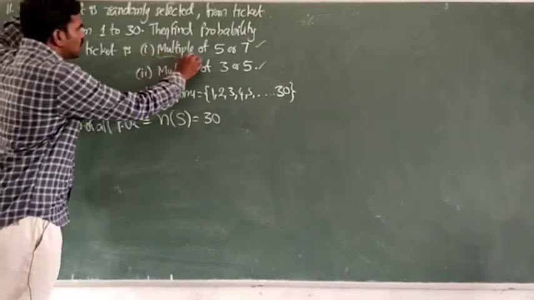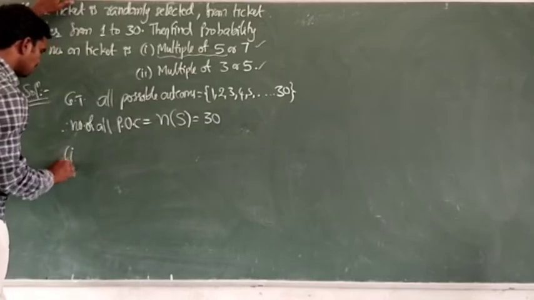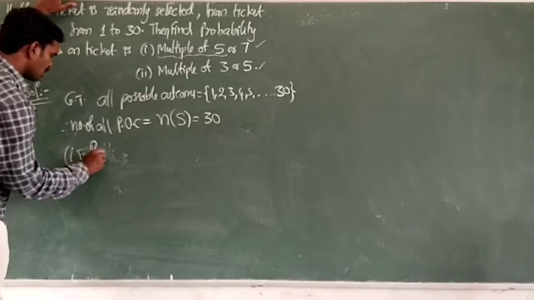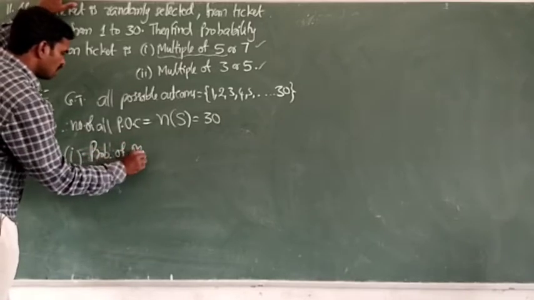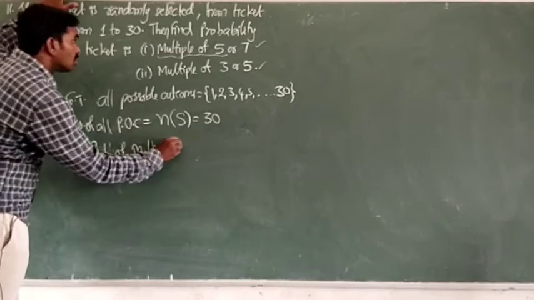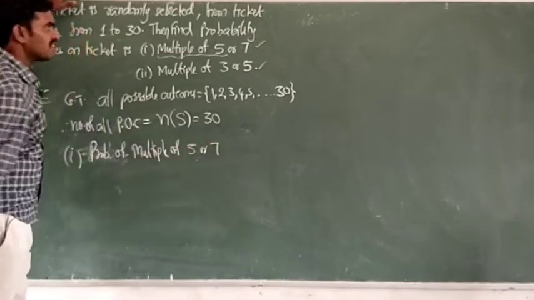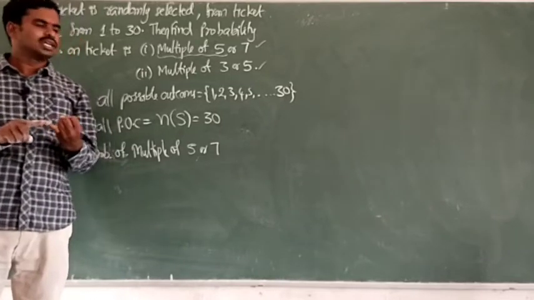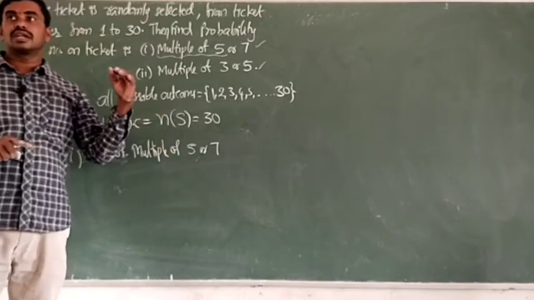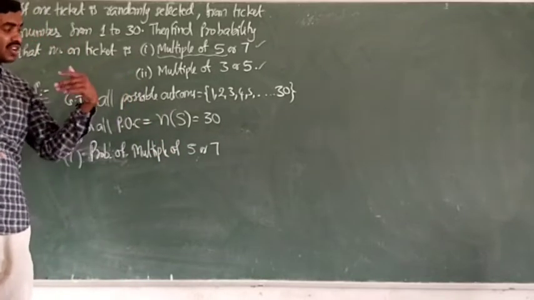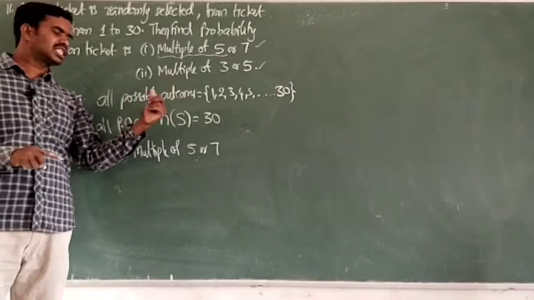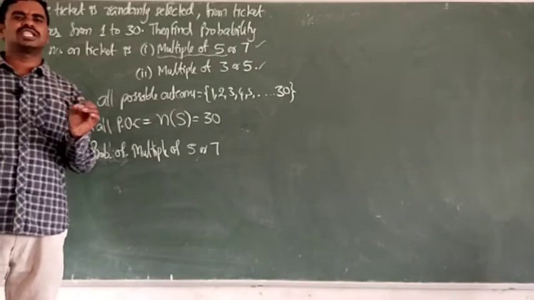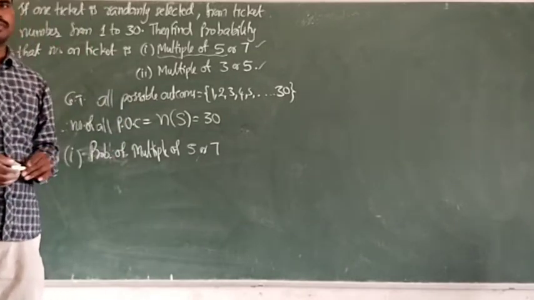Here first condition is multiple of 5 or 7. So first I am taking the first condition, probability of multiple of 5 or 7. Multiple of 5 or 7 means first we should find the multiple of 5 probability, next the multiple of 7 probability, next multiple of 5 and 7 also we should find. After finding these three we can find 5 or 7. So here also we use the addition probability theorem. P of A union B is equal to the formula.